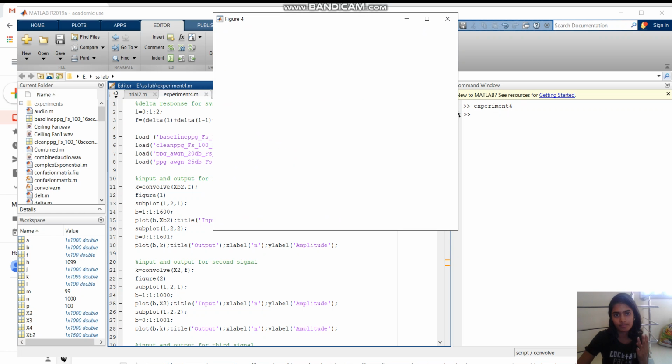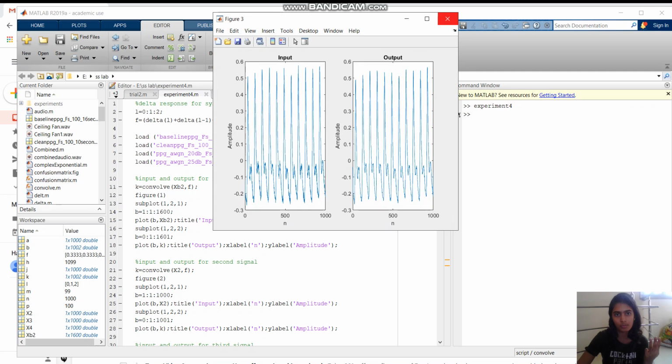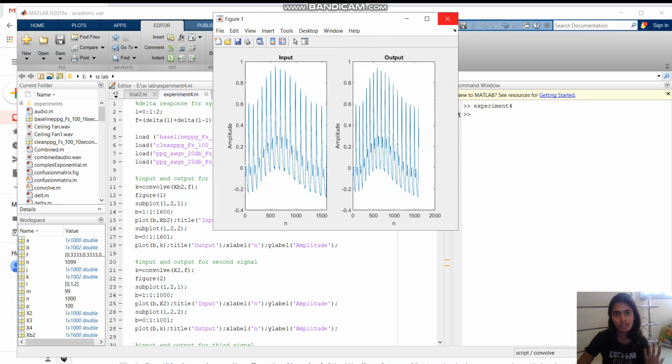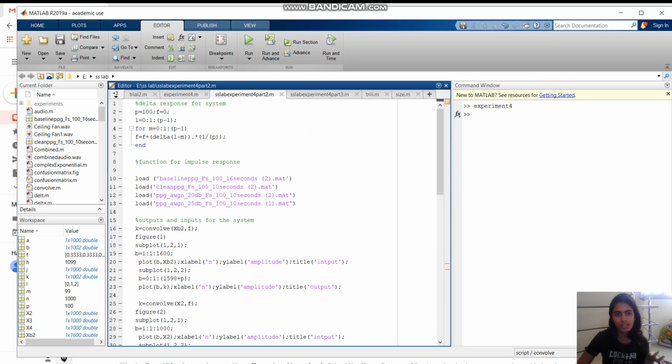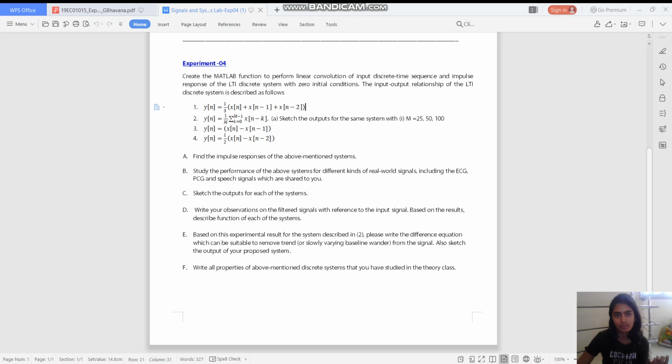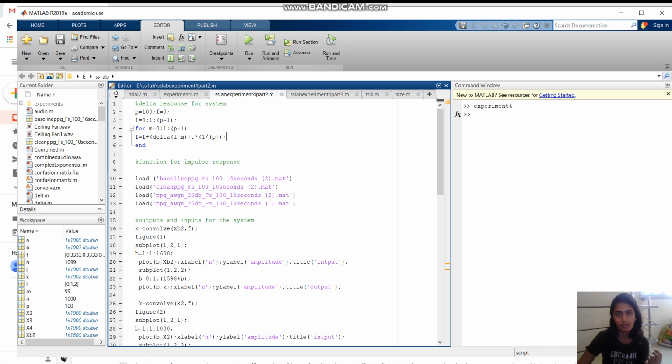So these are the inputs and outputs for the four signals. And the second system is a moving averaging system. Here it is sigma of x[n-k], k equal to 0 to m minus 1, divided by m. So for m equal to 25, 50 and 100, we were asked to find this, so just change the value of m here.